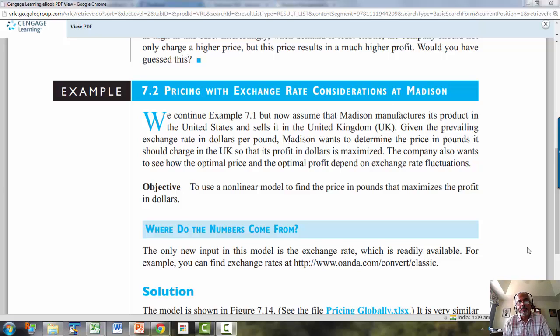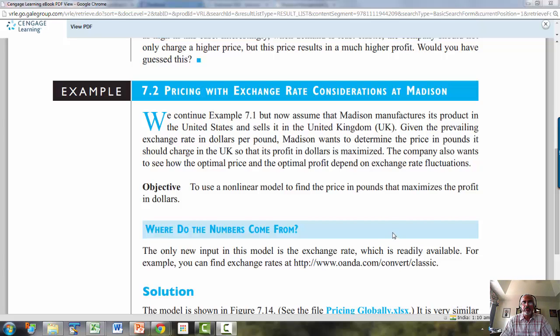Next example, we're continuing with the same problem, but we're introducing another layer of complexity, and this is foreign exchange conversion. So we have the product that is being sold in the United States is also sold in UK. Now, given the exchange rate, how do you price the product in UK? So what should be the price in pounds? Okay. And also we want to do some sensitivity analysis with respect to the exchange rate. What if exchange rate changes?